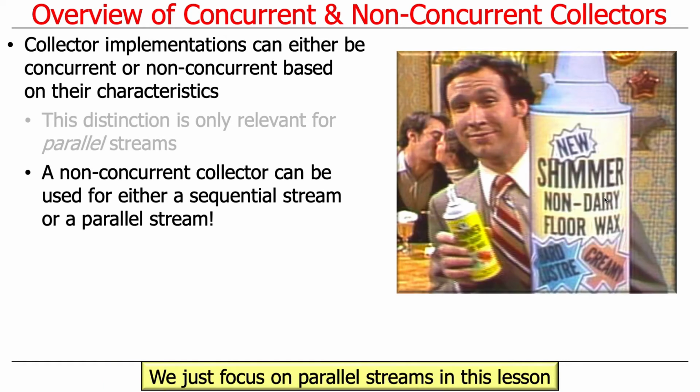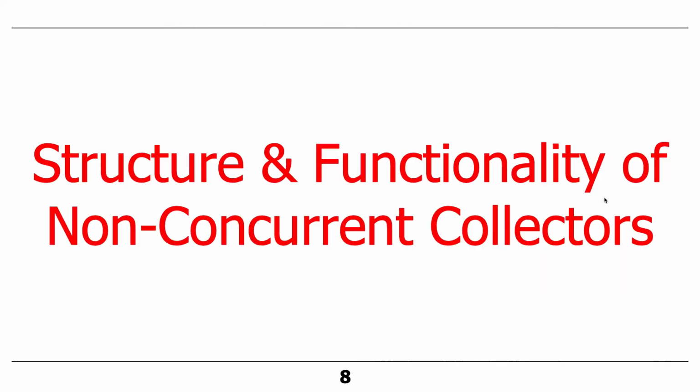Now, just to make things even more subtle, a non-concurrent collector can be used for either a sequential stream or a parallel stream. We saw that in the last discussions about combining results, where I showed you how non-concurrent collectors are used in parallel streams in such a way that you only do the joining of two children in a single thread, so there's no need to do the synchronization. We're going to focus on parallel streams in this lesson, so let's ignore sequential streams.